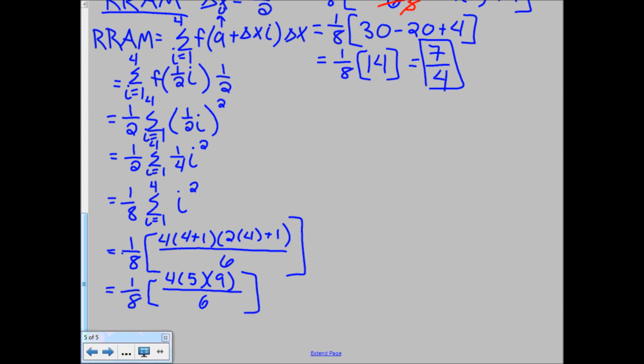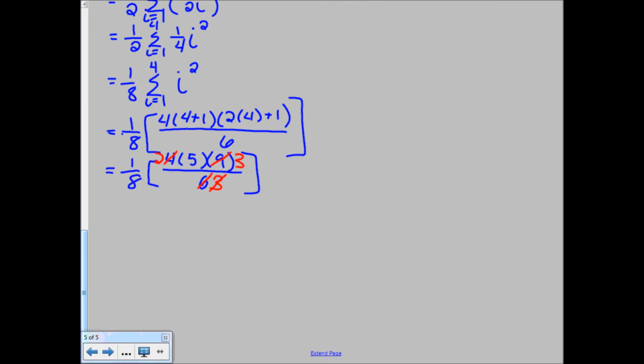which if we do some cancellation between our numerator and denominator, this 4 is going to become a 2, this 6 is going to become a 3, the 3 can cancel with the 9, which becomes a 3. So on the inside, we're going to get 2 times 5 times 3, which is just going to be 30. So we're going to get 1/8 times 30, which is just going to be 15 over 4.